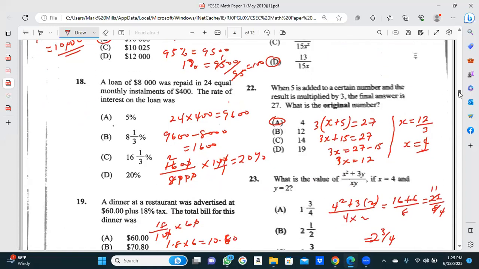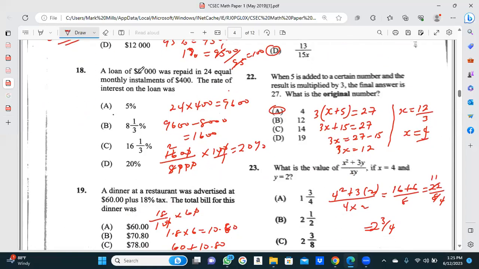For number 18, the loan. You multiply 24 times 400, which gives you 9,600. We say 9,600 minus 8,000 gives you 1,600. We divide by 8,000, then multiply by 100, and you get 20%.